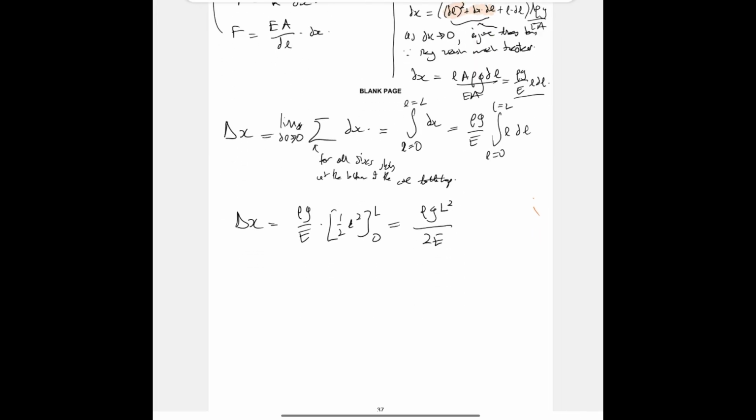So what we get finally is the actual length. The new extended length is going to be the original length plus the extension, which is L plus rho G L squared over 2E.